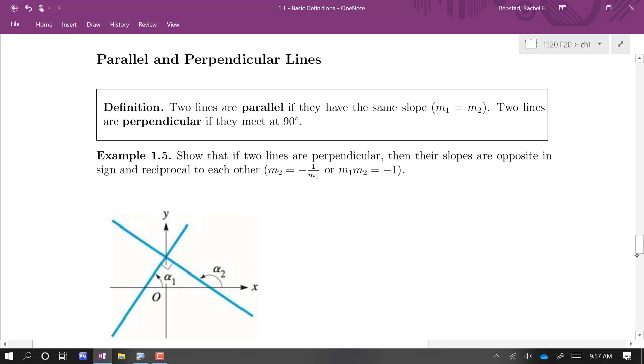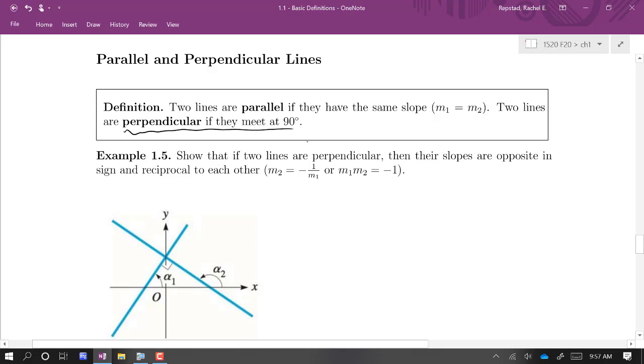Alright, so next we're going to talk about some parallel and perpendicular lines. Now parallel lines, there's not a whole lot to say about those. We know that two lines are parallel if they have the same slope. And if you have the same slope, then you have the same inclination. Two lines are perpendicular. The geometric definition of being perpendicular means they meet at 90 degrees. From what you've done with algebra, you might automatically be thinking, well, if two lines are perpendicular, then their slopes are opposite and reciprocal. And that's also true, but that's actually a result of this geometric definition of what it means to be perpendicular, and we're going to show that.